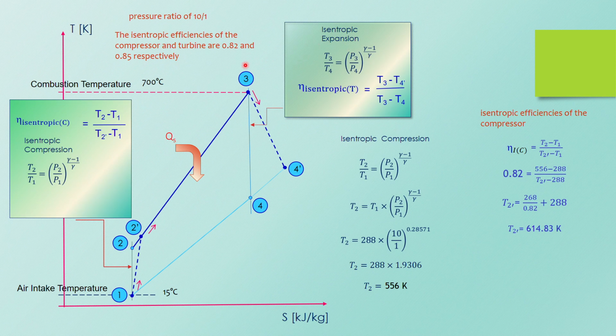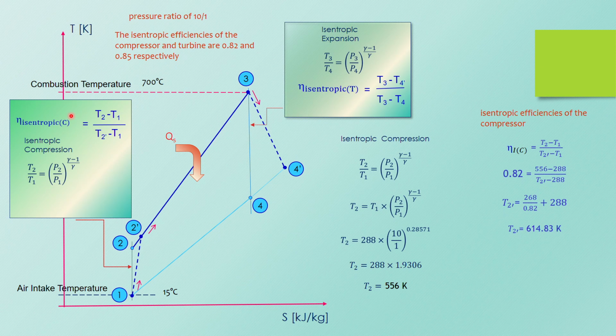So here is the TS diagram. You note here, this is 700 degrees C. You have to add 273, so you get 973 Kelvin. And then this is the lowest temperature, the inlet or intake temperature, 15 plus 273, so you have 288 Kelvin. And then you have the isentropic efficiency for both the compressor and the turbine.